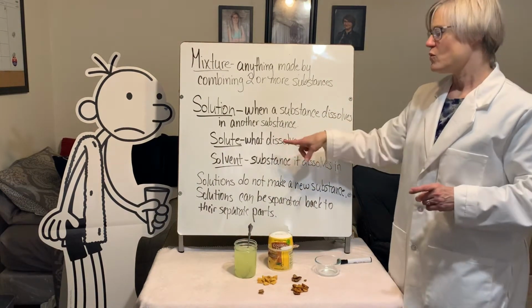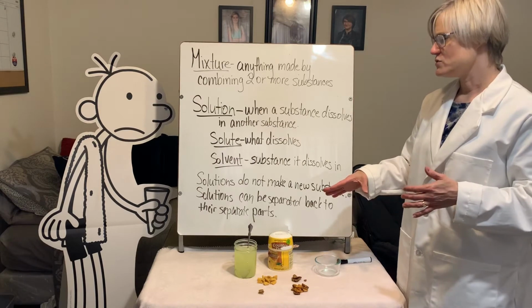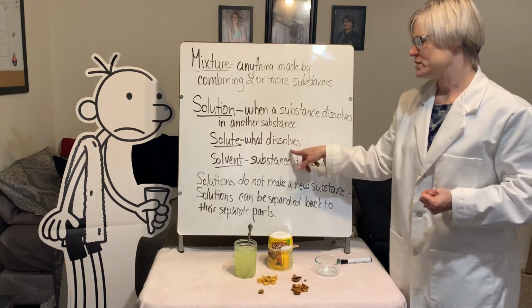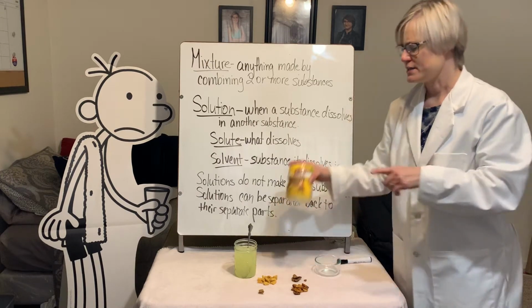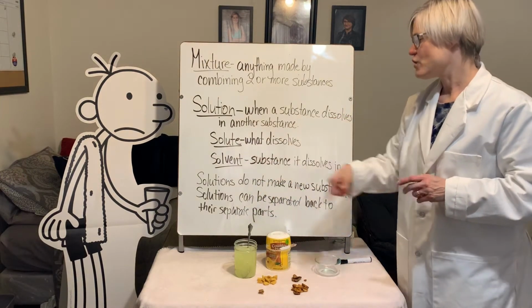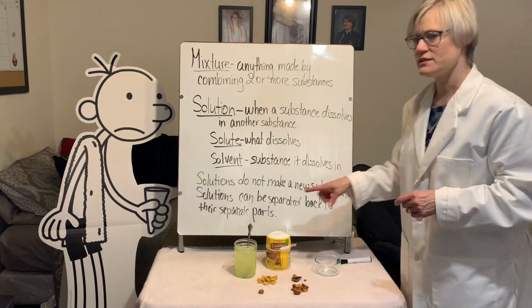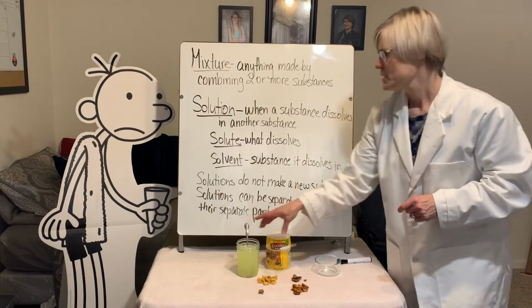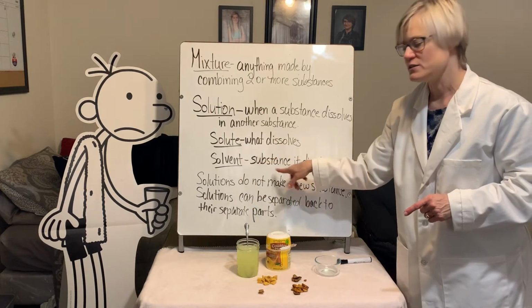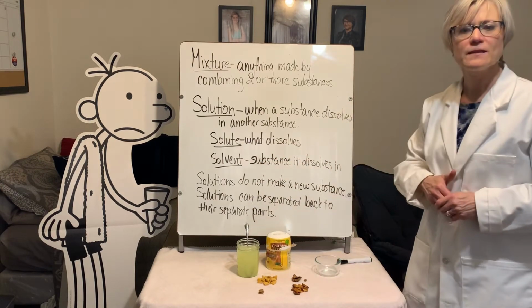So what are the types of things that are in this solution, or what are they called? So the one thing is called a solute. It's what dissolves. So in this case, my lemonade drink mix would be my solute. So my solvent would be the substance it dissolves in. So that would be my water. So I've got my solute, which is my drink mix, and my solvent, which is my water.